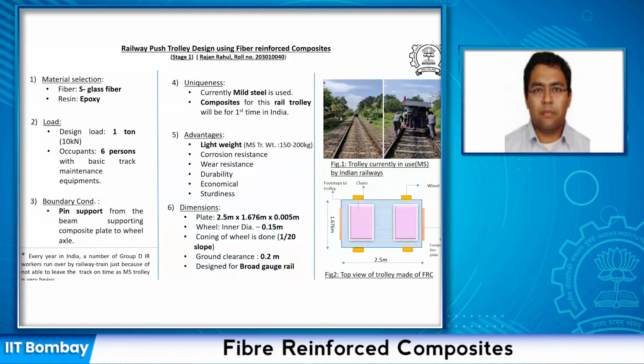Since this is a design for broad gauge rail, the width is 1.676 meter and the length is 2.5 meter, and the thickness I'm choosing now is 5 mm. Wheel diameter is 0.15 mm, and coning of the wheel is done.